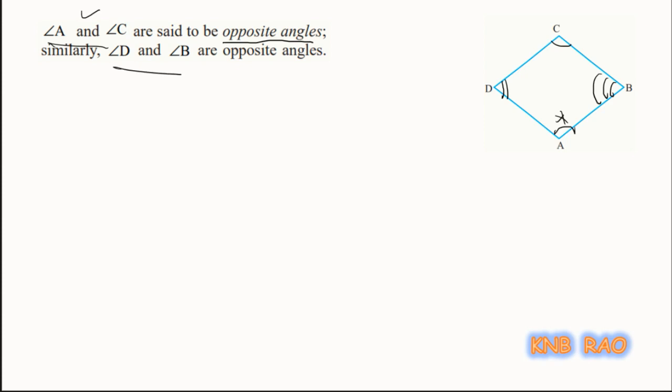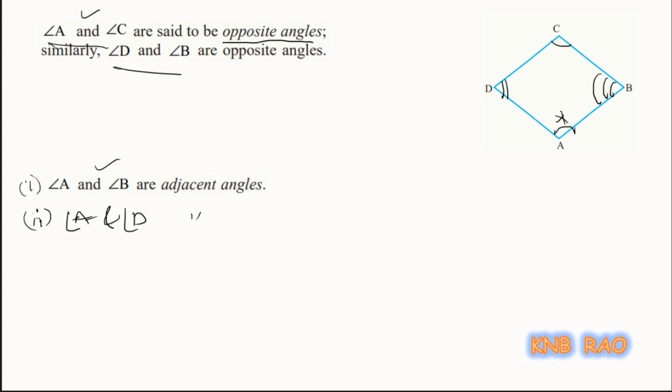Then how many pairs of adjacent angles do we have? Let us come to that. See, for angle A, beside it you could see angle B. So angle A and angle B is one pair of adjacent angles. Can I write any more pairs of adjacent angles in this quadrilateral? For angle A, do I have any other adjacent angle other than angle B? Yes, on the left side, you could see angle D. So angle A and angle D is the second pair of adjacent angles.